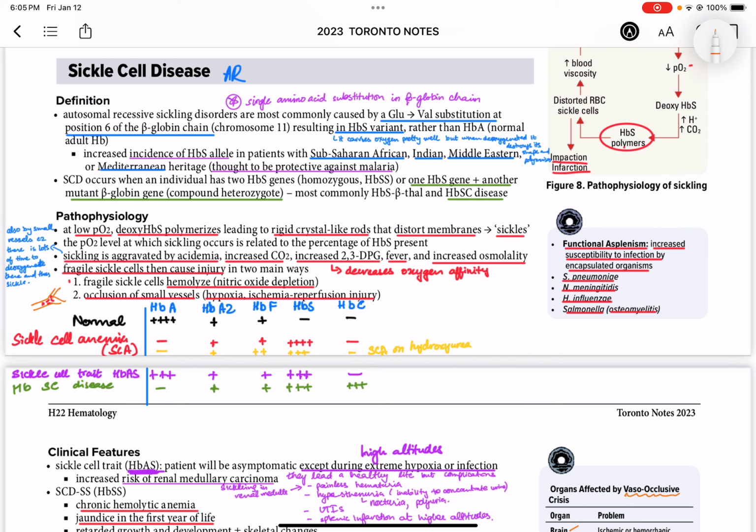It is an autosomal recessive sickling disorder. What happens in it is basically a single amino acid substitution at position 6 of the beta globin chains of hemoglobin. Hemoglobin has two chains, alpha and beta. In the beta globin chain, the substitution misshapes the hemoglobin completely, changing the normal adult hemoglobin, hemoglobin A, from HbA to HbS.